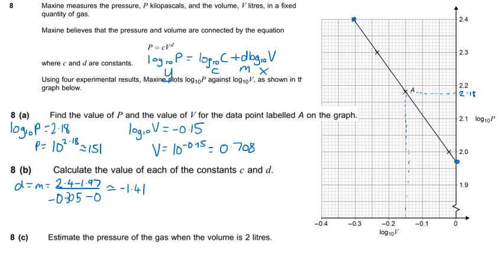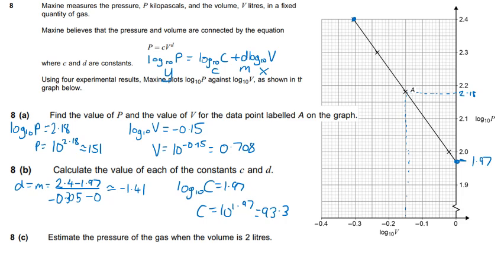C is just the y-intercept. So let's just read that off the graph here. So I would say that point is about 1.97. So log base 10 of C is 1.97, and again, just anti-logging to get the answer. And that one works out at about 93.3.